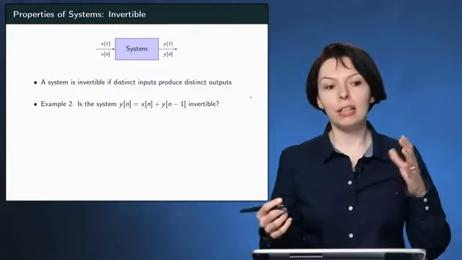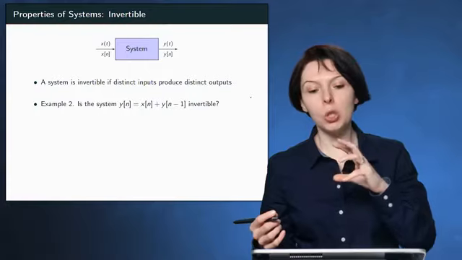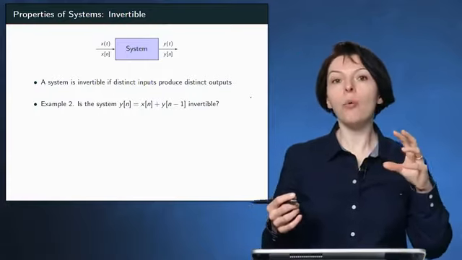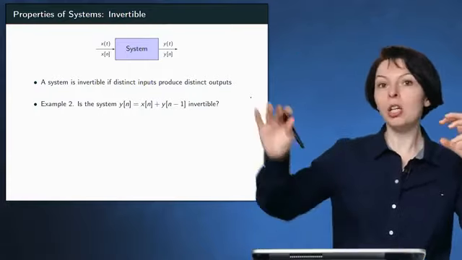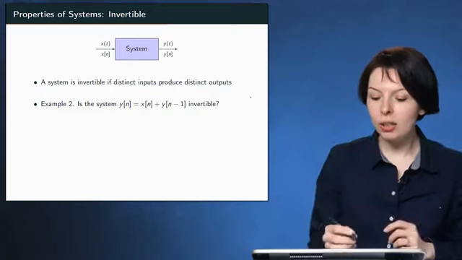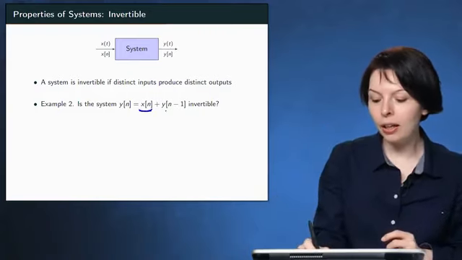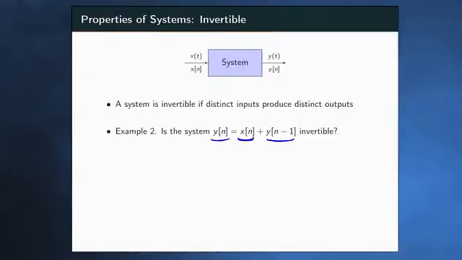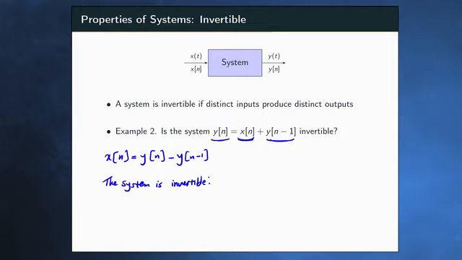That means if we can find an equation or relationship that tells us how we can calculate x of n using y of n. So here, I can see x of n, and the rest are y of n and the shifted version of y of n. So I can write x of n equals y of n minus y of n minus 1. So there you go. This is my inversion formula, and this system is invertible.